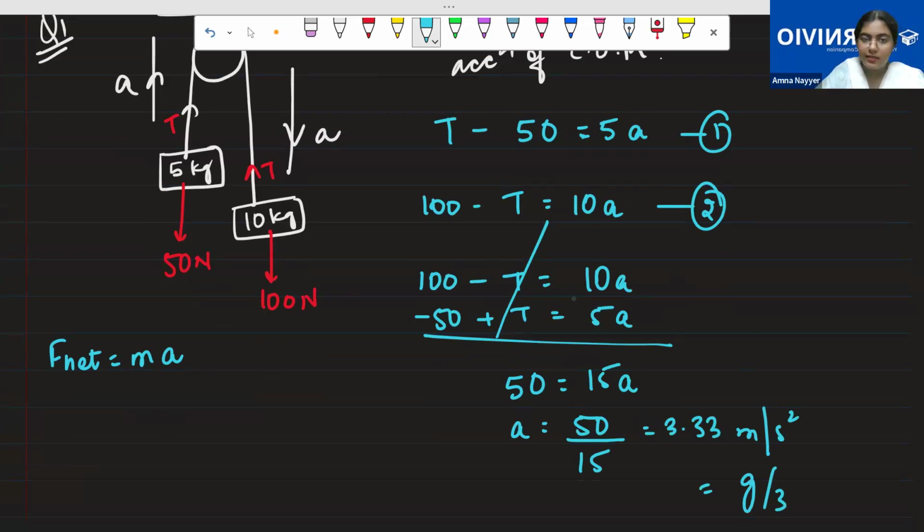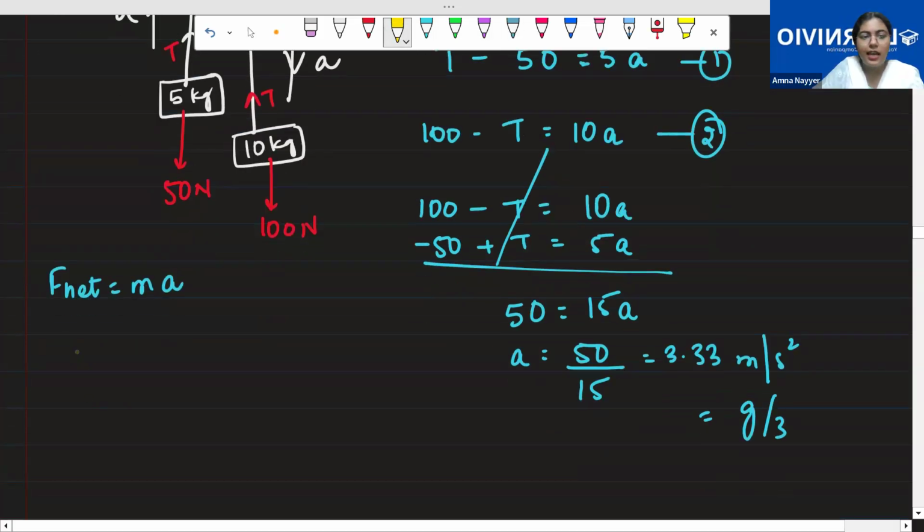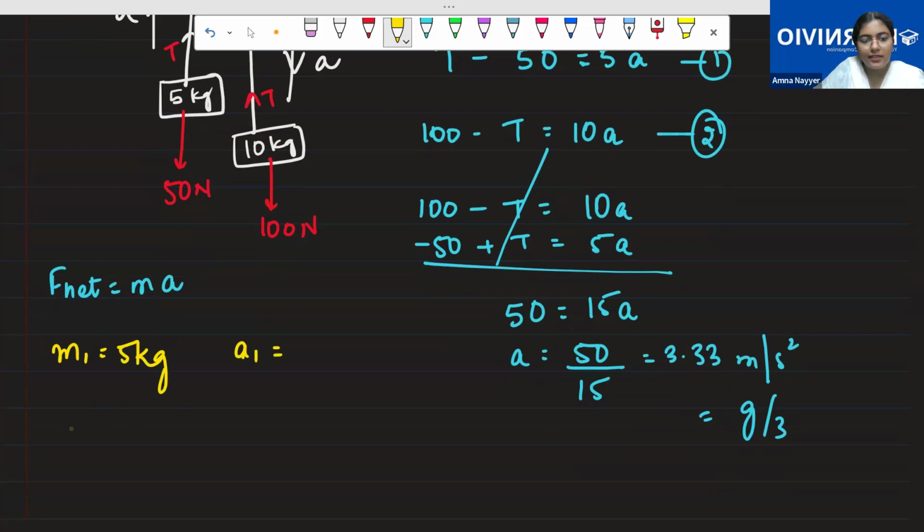Now that part has just given us the magnitude of acceleration. This is from the laws of motion part. Now let's come to the center of mass part. See, acceleration is actually a vector quantity. Individually, for both the masses, m1 will be 5 kg and it will have an acceleration. Similarly, m2 will be 10 kg and it will have its own acceleration. Acceleration in both the strings is the same, that's why we have taken it as a. And tension is also the same, that's why we have taken it as T.